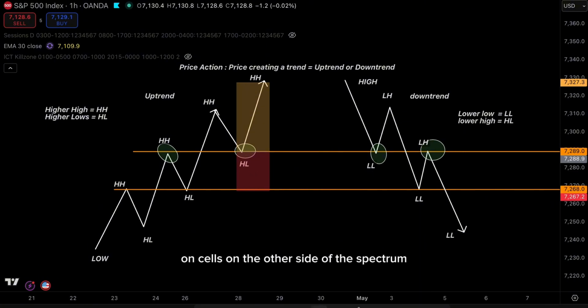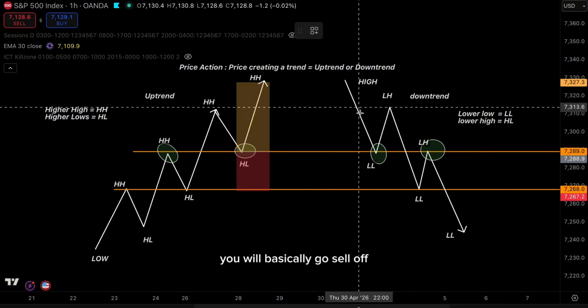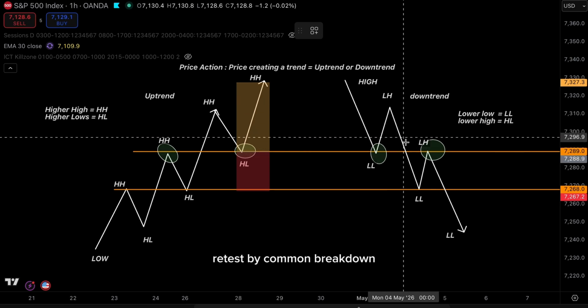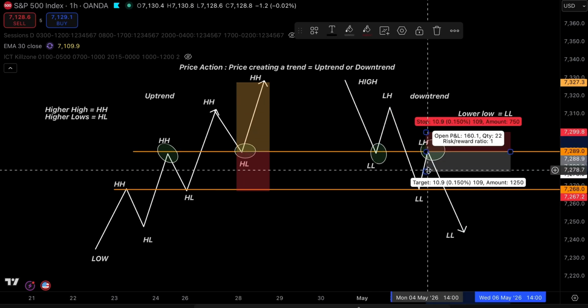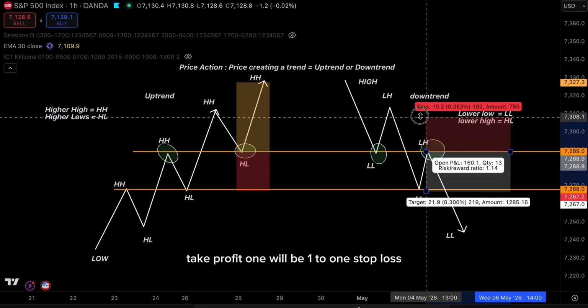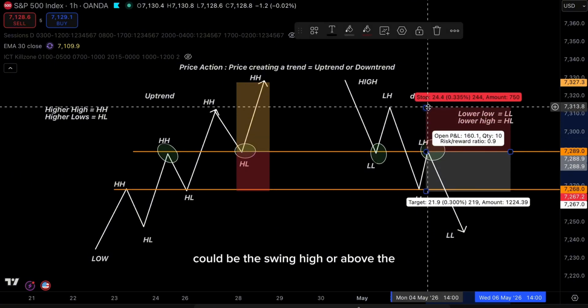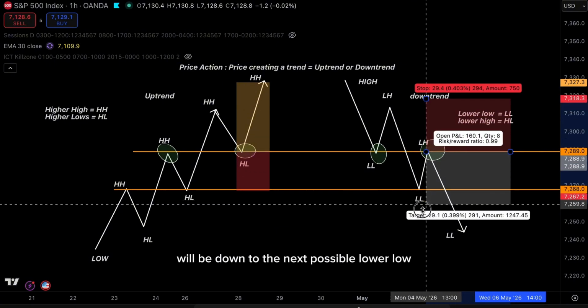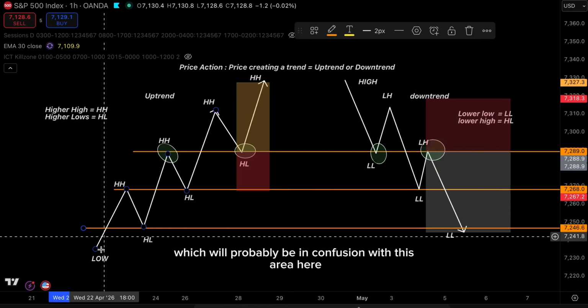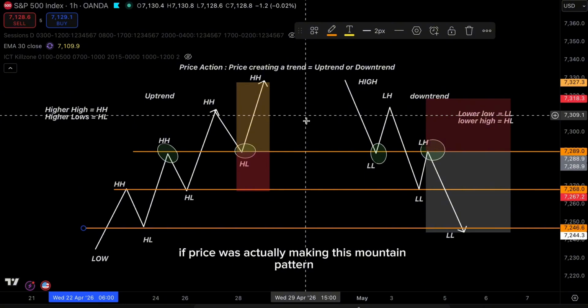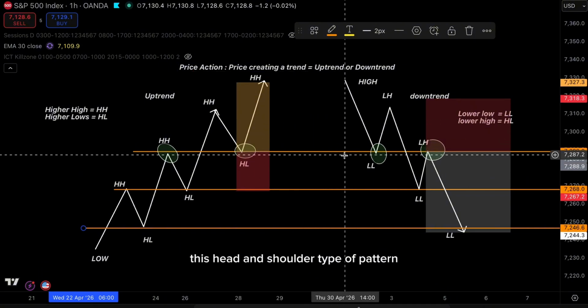Boom. On sells, on the other side of the spectrum, you will basically go sell off, retest, buy, come and break down below, retest. You will take entries here, in confluence with this resistance. Take profit 1 will be 1 to 1. Stop loss will be the swing high or above the lower high. Take profit will be down to the next possible lower low, which will probably be in confluence with this area here, if price was actually making this mountain pattern, this head and shoulders type of pattern.